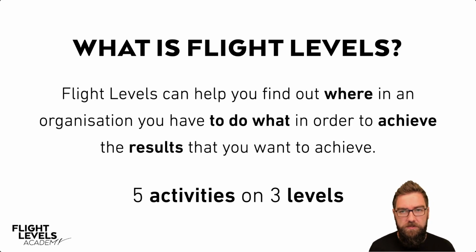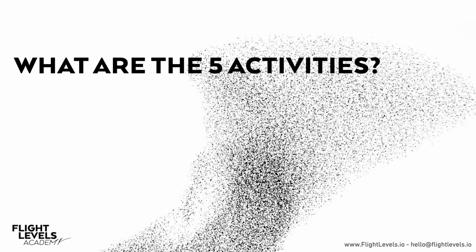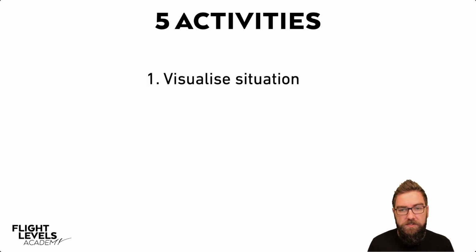we're looking for. We do this by using 5 activities across 3 levels, and I'm going to take you through those. So, what are the 5 activities? First up, we have visualize the situation. The idea here is that we want to be able to build some visual representation of the work and the items that we are trying to make changes to so that we can understand a little bit of how they flow and interact across the different teams and departments within your organization.